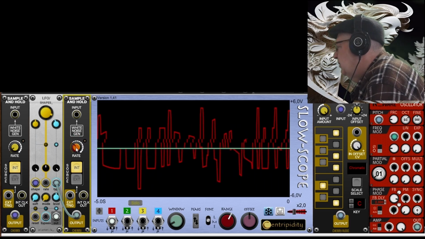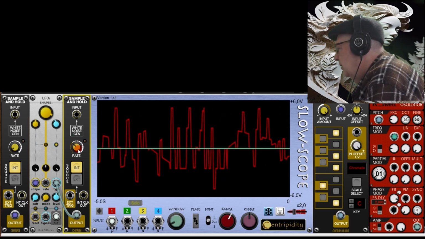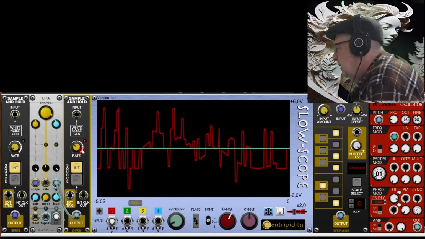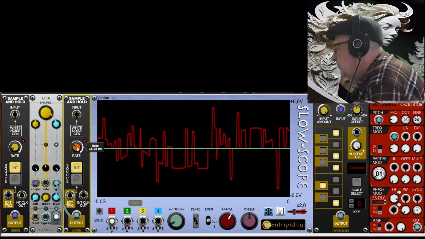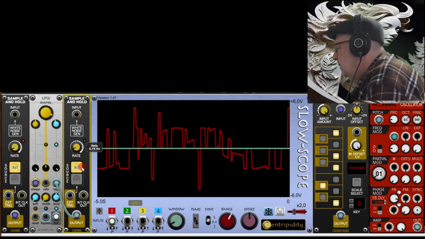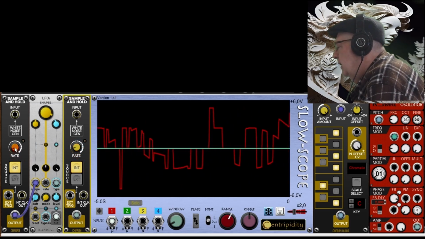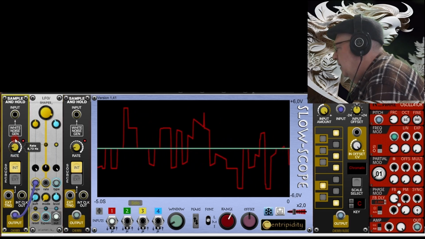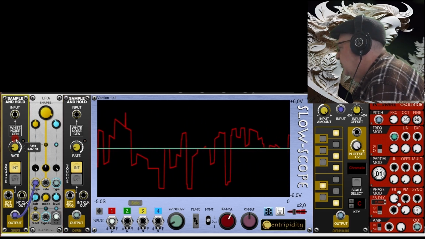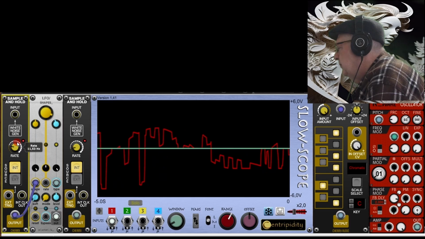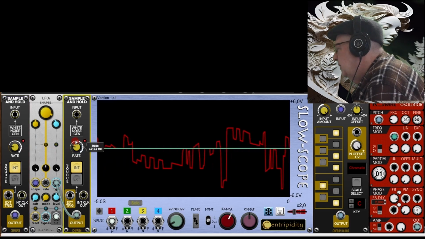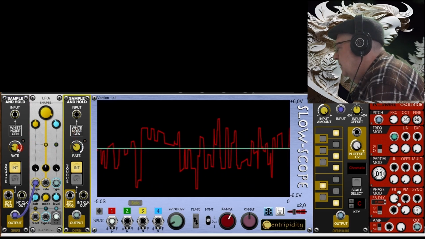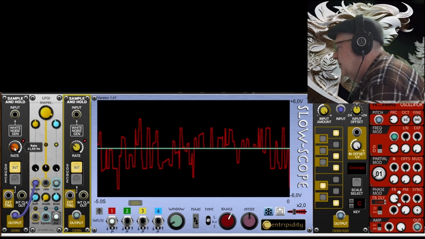Now I'm changing the rate of the sample and hold. That changes the type parameter. I put it down again. And now the rate of the LFO. That changes the shape. And now both, increasing both LFO and sample and hold rates.